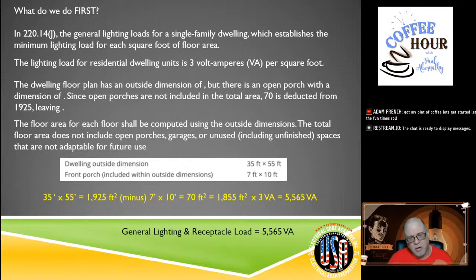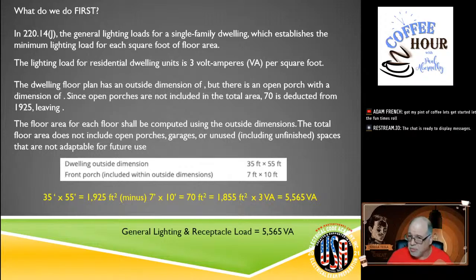Okay. Also, if you have a basement that is unfinished, remember that is adaptable for future use. So you have to count that square footage in your 3 VA per square foot. And the good thing about that is that when people come back later to finish off that basement, let's say the basement king out in Colorado, he does not have to reinvent the wheel, because that basement's general lighting and general use receptacle has already been figured into the 3 VA per square foot. So he doesn't have to do any more.